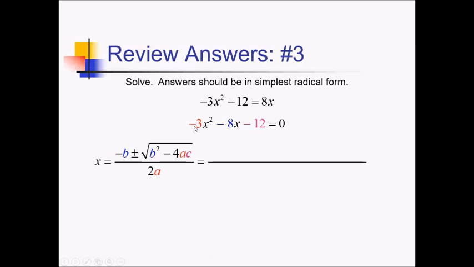So we've got an a value of negative 3, a b value of negative 8, a c value of negative 12. And if you wanted to, you could actually divide everything by negative 1 and make all those positive. But it's up to you. I'm just going to plug them in as they are.